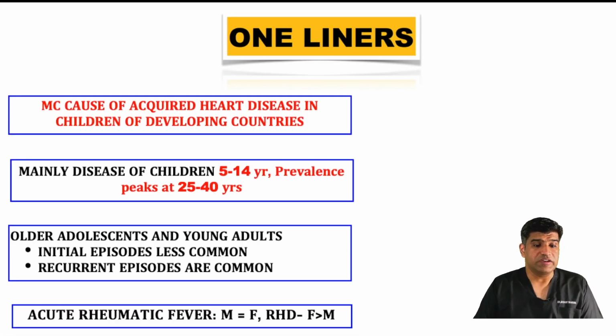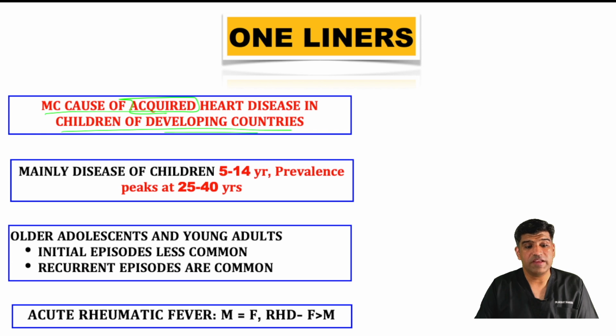So one-liners: most common cause of acquired heart disease. Rheumatic fever is the most common cause of acquired heart disease in children of developing countries, the third world countries like our country or the Indian subcontinent and the African continent as well.